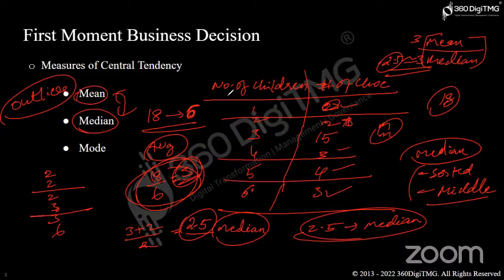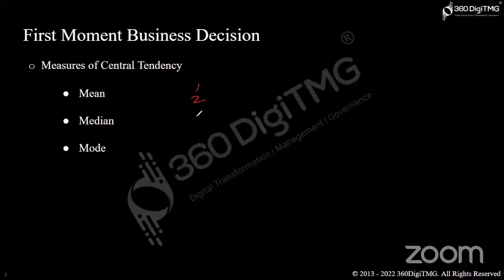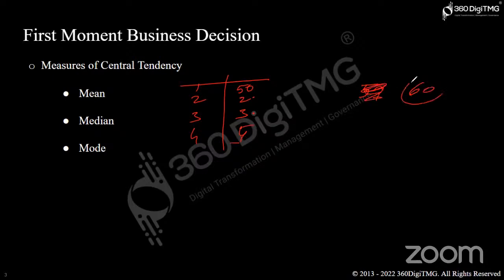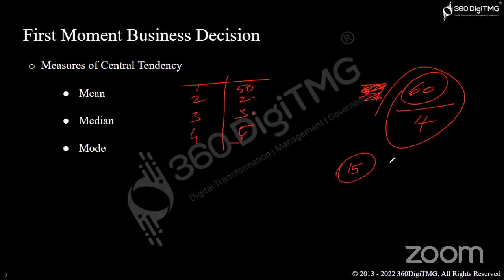So let us assume, let me erase all this and then clearly write. I have 4 children and I have distributed 50 chocolates to this child, and 2, and this 3, and this 4. So 2 plus 3 is 5, 5 plus 4 is 9, 59. So I'll just make it 60. So I have distributed 60 chocolates to 4 children. At least each should get 15.